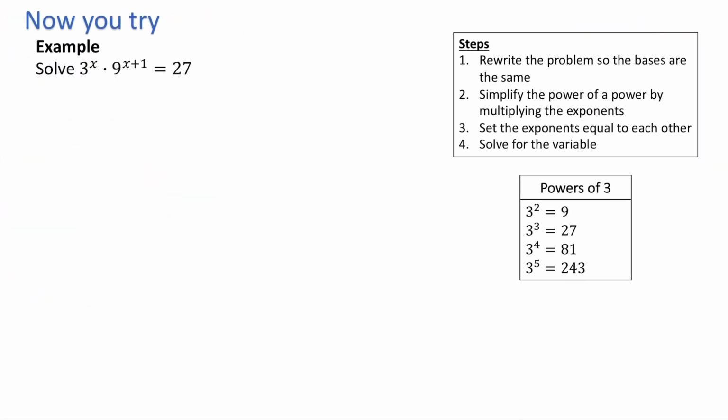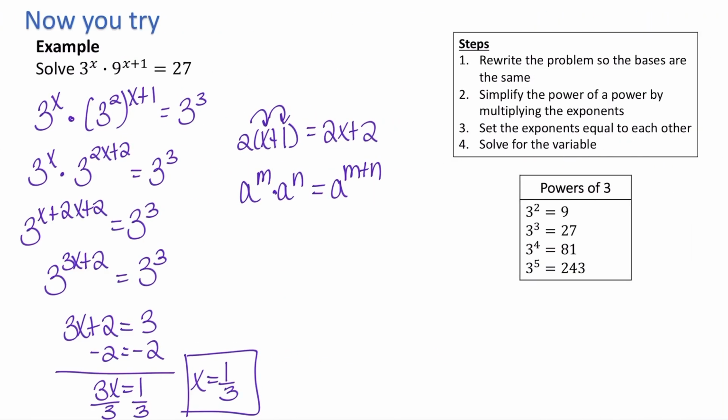So now you can go ahead and pause the video and try this example on your own. So in this problem, everything can be rewritten as a power of 3. So I rewrote it as 3 to the x times 3 squared to the x plus 1 equals 3 cubed. Since we're multiplying two terms with the same base, we can go ahead and add those exponents. So we get x plus 2x plus 2, and then when we combine those, we get 3 to the 3x plus 2 equals 3 cubed.